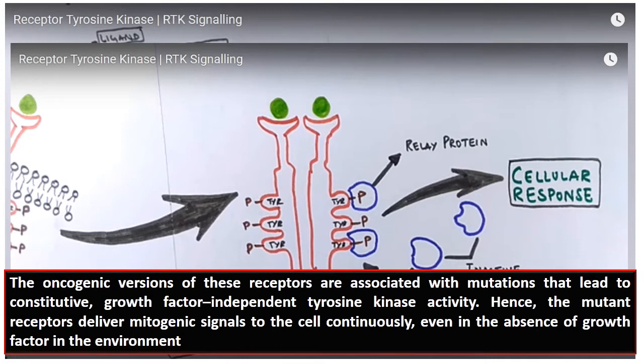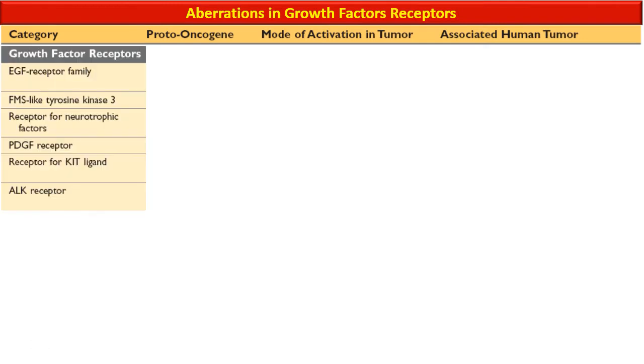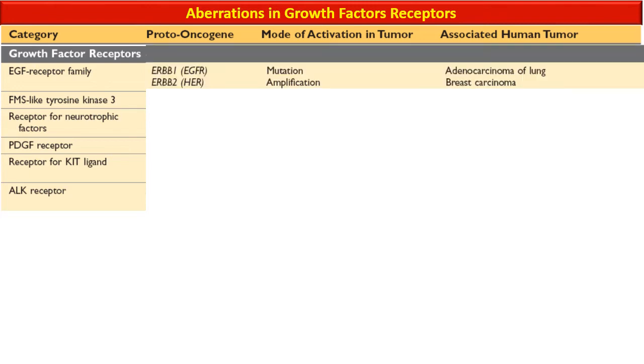This concept is elaborated in this video link that is also shared in the references of this video. There are various growth factor receptors: epidermal growth factor receptor family, FMS-like tyrosine kinase 3, receptor for neurotrophic factors, platelet derived growth factor receptor, receptor for KIT ligand, and anaplastic lymphoma kinase receptors.